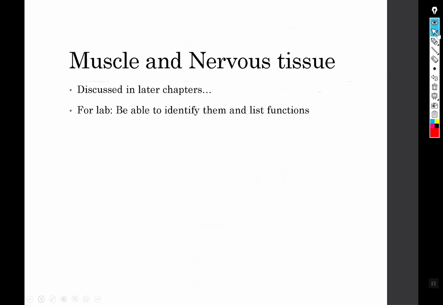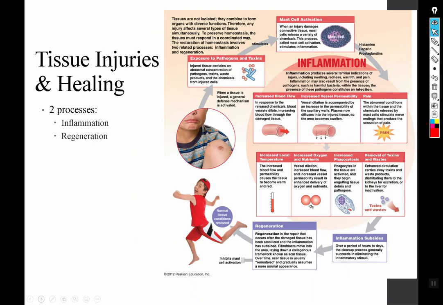Okay, so tissue injuries and healing. We're going to talk about the process of inflammation and then regeneration after that. And then I'm going to give you a little tutorial about the various kinds of plasias because those are important to know as well.